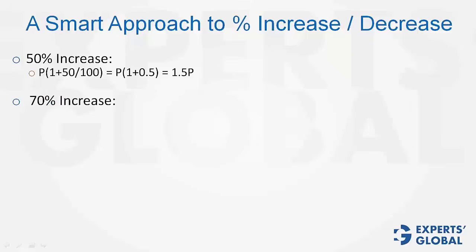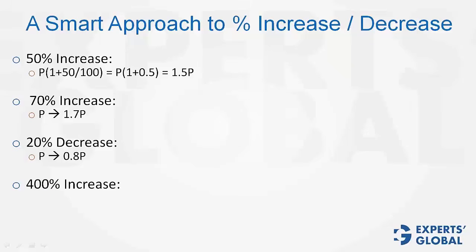Try this one. 70% increase. P plus 0.7p. It should be 1.7p. 20% decrease. P reduces by 0.2p. This should become 0.8p. 400% increase. 400% of p is 4p. Remember, 4p is the increase, the original value p is anyway there, so p has to become p plus 4p equals 5p.